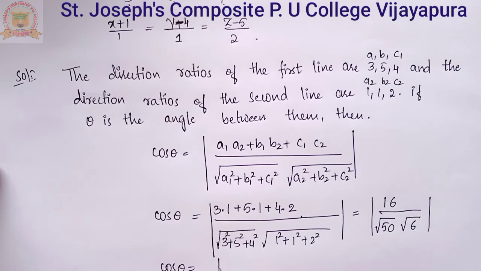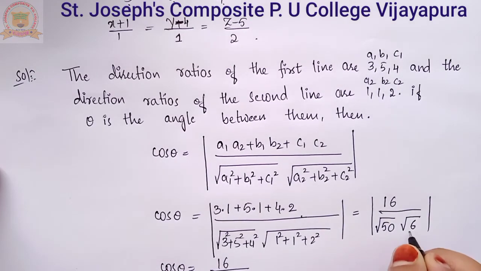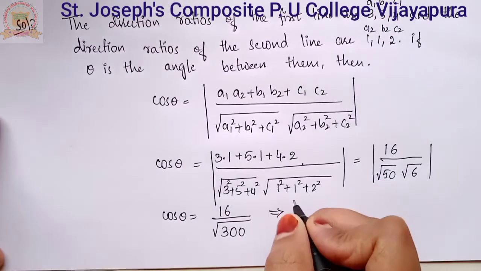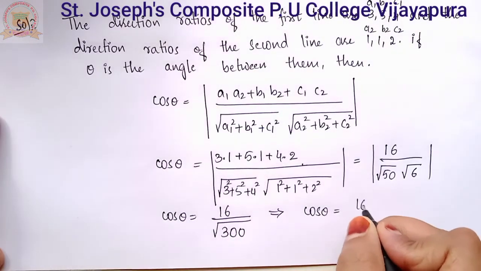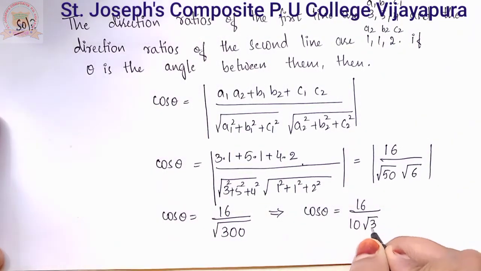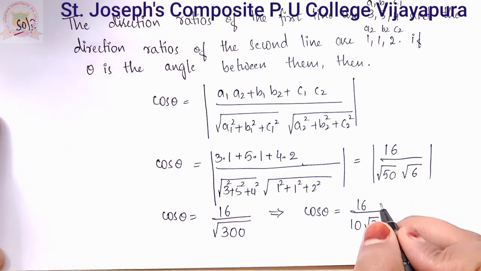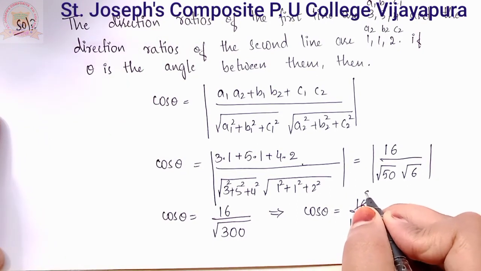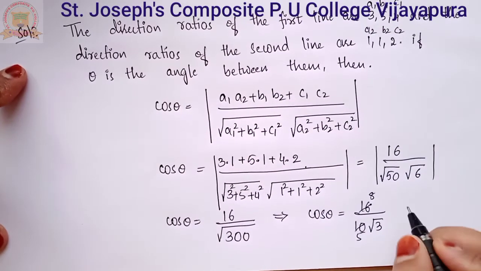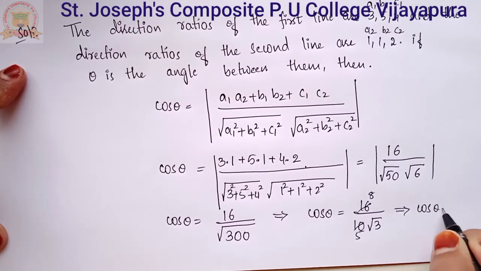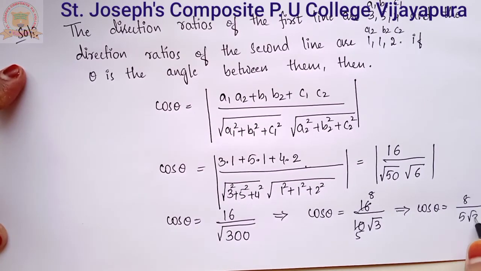So it becomes 16 divided by root of 50 into 6, which is root 300. So this implies cos theta is equal to, root 300 can be written as 10 root 3, so 16 by 10 root 3. On cancelling, 2 8s are 16, 2 5s are 10, that is cos theta is equal to 8 by 5 root 3.